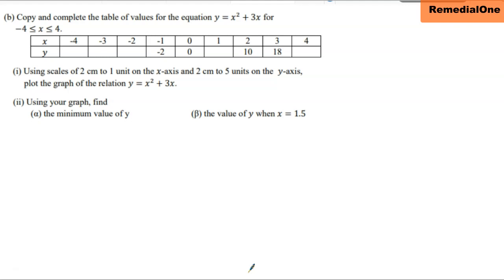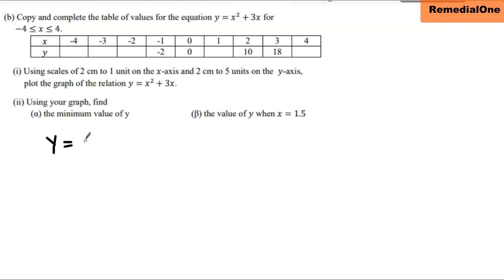So we say copy and complete the table of values for the equation y equals x squared plus 3x for the interval -4 to +4, all inclusive. So we're going to complete the equation. Make sure you show your work. The examiners would like to see all that for points.